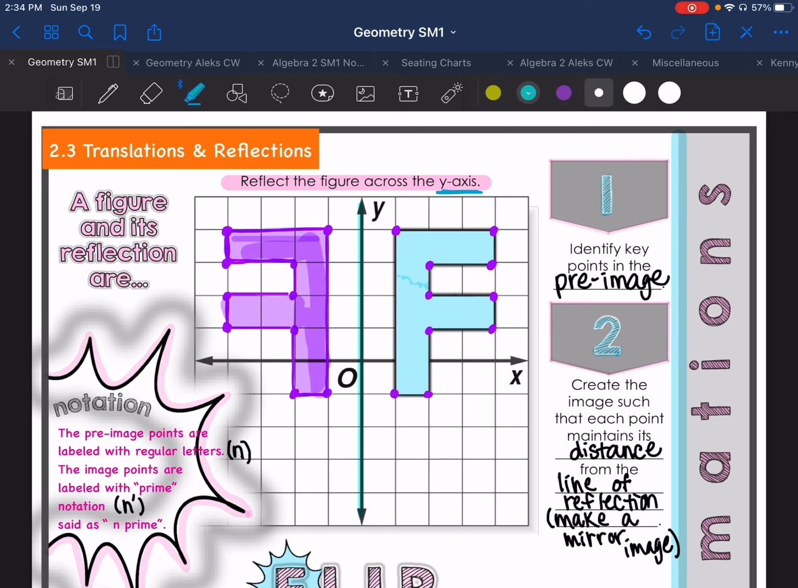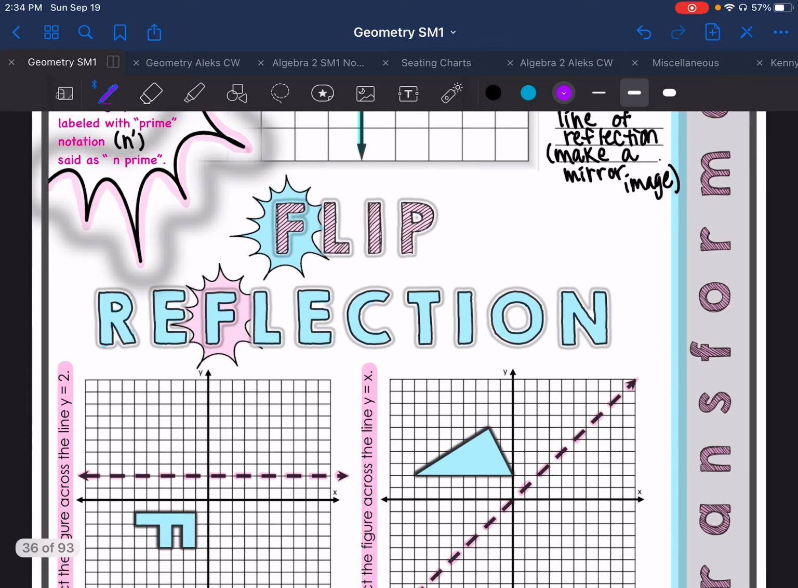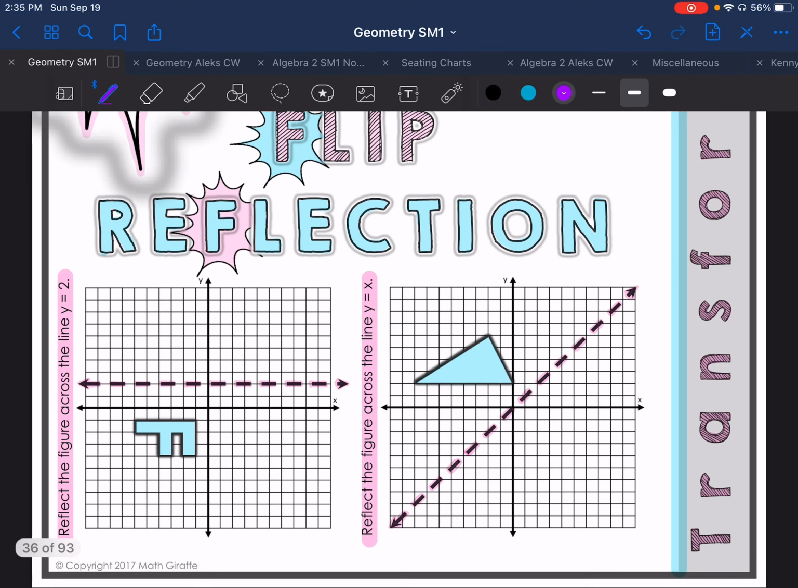All right, let's try another one. Reflect the figure across the line y equals 2. So the line y equals 2 is already there for us. It is in pink. And I'm going to do the same thing. I'm going to start with a starting point, and I count 1, 2, 3, 1, 2, 3, and I'm going to put my image.